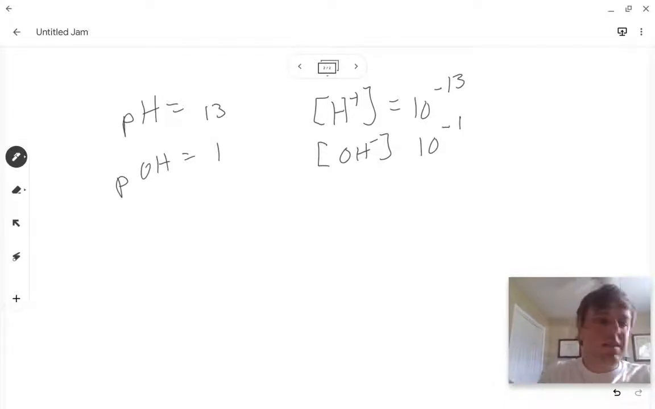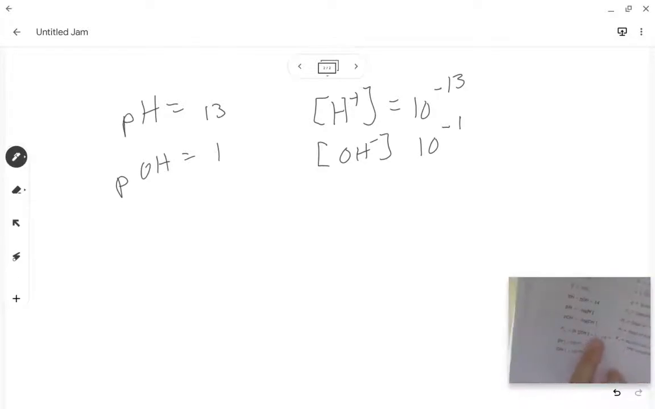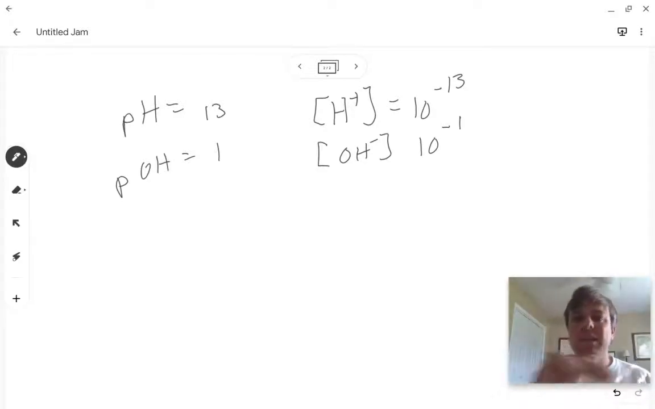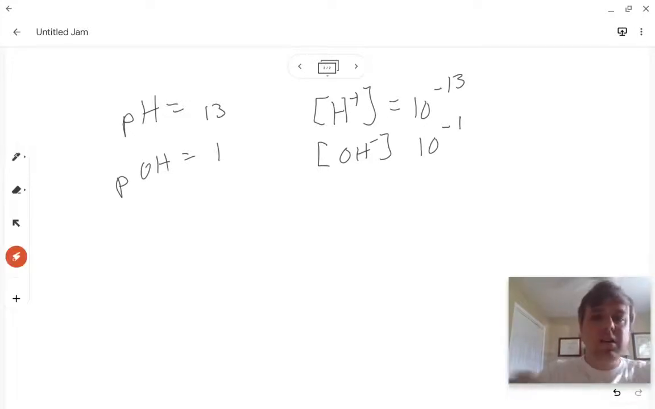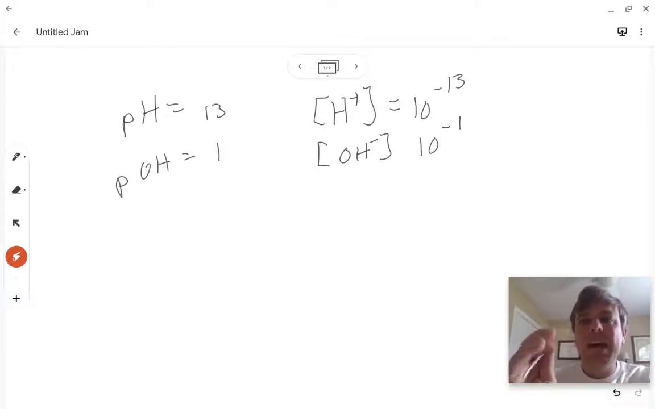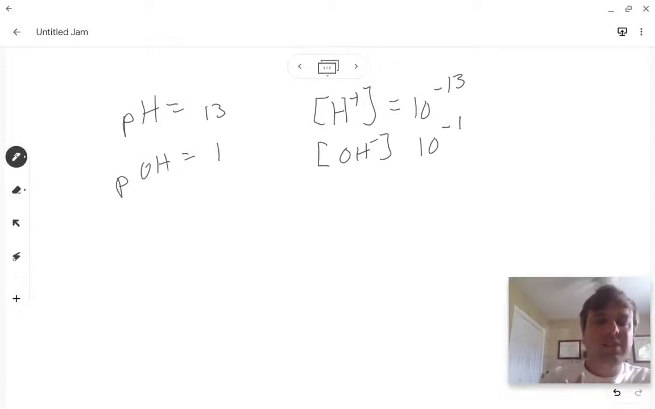And keep in mind, there was this other formula that says if you multiply H plus and hydroxide concentrations together, you get 1 times 10 to the negative 14. Well, if you multiply those two things together, remember your law of exponents, you add the exponents, so you would get 10 to the negative 14. It all works out.